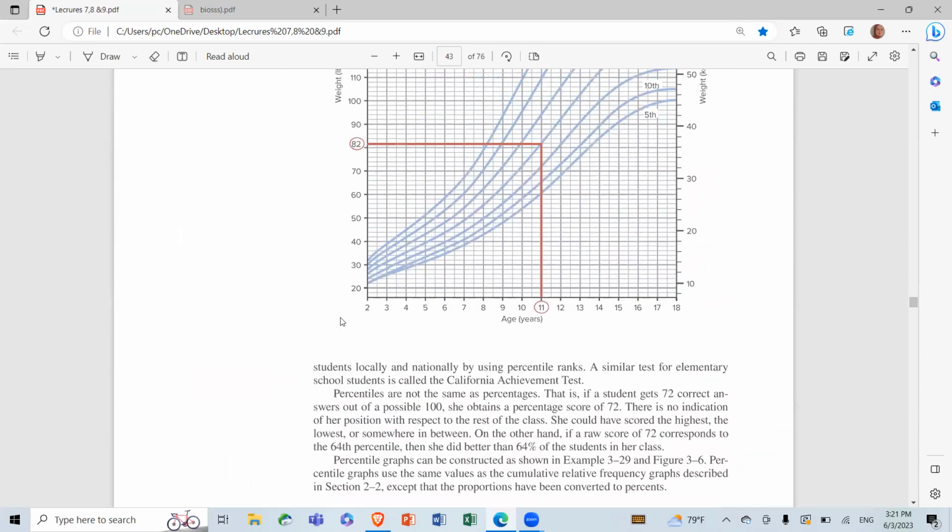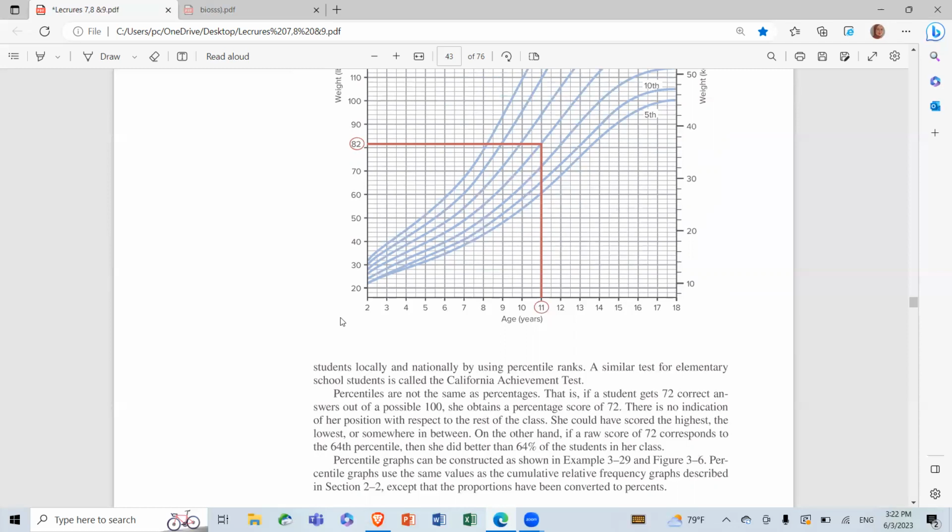Okay, percentiles are not the same as percentages. There is certainly a difference between percentile and percentage. That is, if a student gets 72 correct answers out of 100, she obtains a percentage score of 72. There is no indication of her position with respect to the rest of the class.